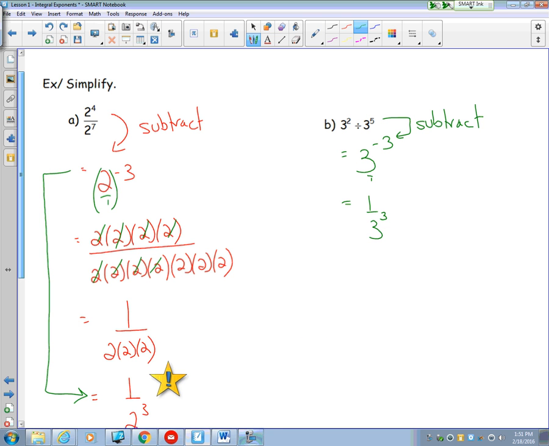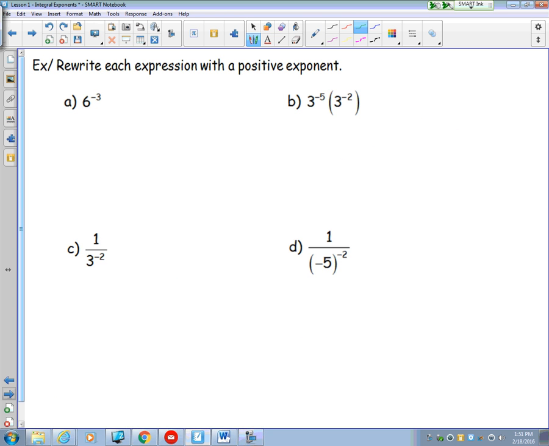So let's try some more. And we're going to use our exponent rules. We're also going to simplify. I want to rewrite each of these with a positive exponent. So part A, it's as simple as it can get, but it's got a negative exponent. So I'm going to flip it over. 1 over 6 to the positive exponent. If I try B, I want to simplify this first. What should I do when I have bases that are the same? I should take these exponents and add them together, right?